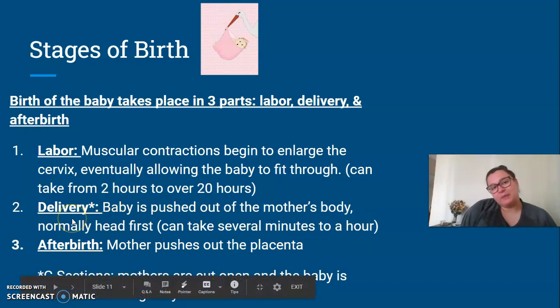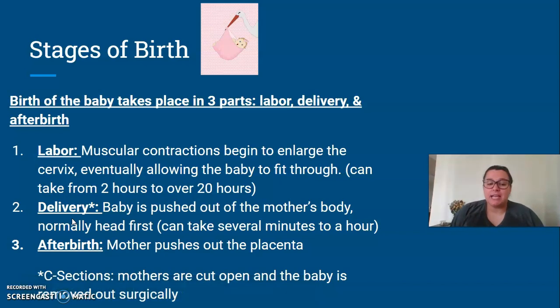After that is delivery, and this is where the baby actually gets pushed out of the mother's body. Again, typically this is head first, or that's the normal way it's supposed to happen. This can take anywhere from a couple minutes to an hour, so this is shorter than the labor part. And then we have something called the afterbirth, which is after the baby is pushed out, and this is where the mother pushes out the placenta that you saw in the last picture.